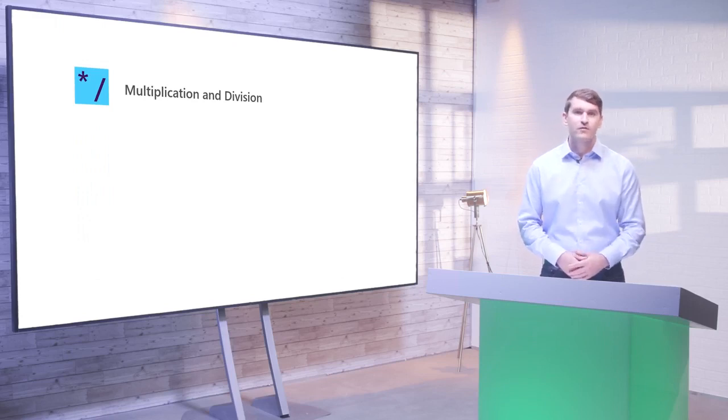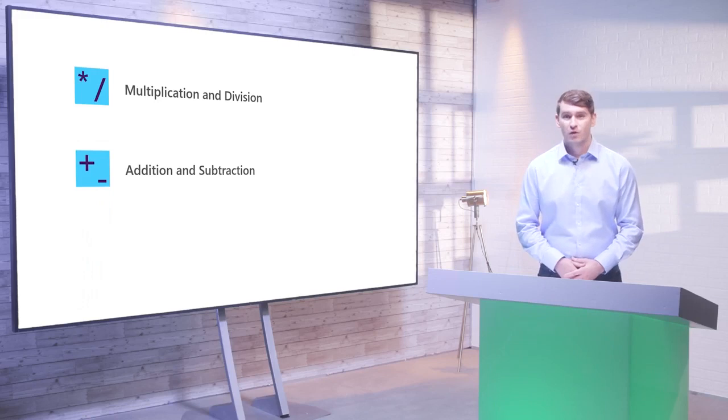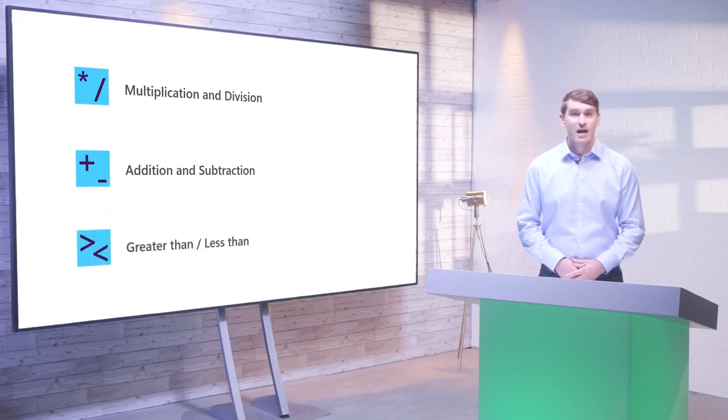For example, in the formula B1 multiplied by C5 divided by D10, Excel simply works from left to right. Addition and subtraction are next in overall priority, but again have equal precedence calculated from left to right. Greater than, less than have equal precedence calculated from left to right, but lowest priority overall.